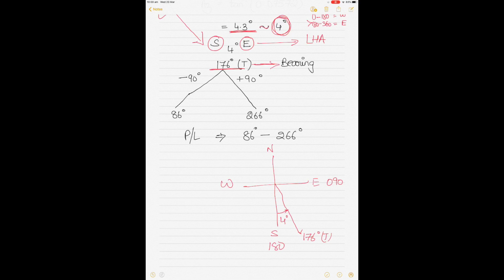This is your bearing. To get your position line, just subtract 90 and add 90 to the bearing. If you subtract 90, you get 86. If you add 90, you get 266. That becomes your position line. So your position line is 86 to 266 degrees true.